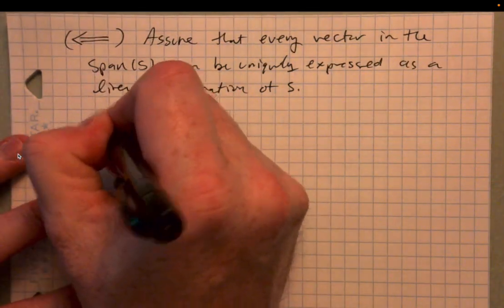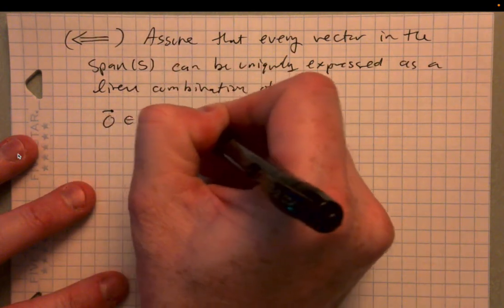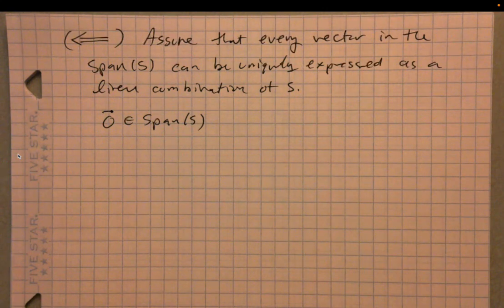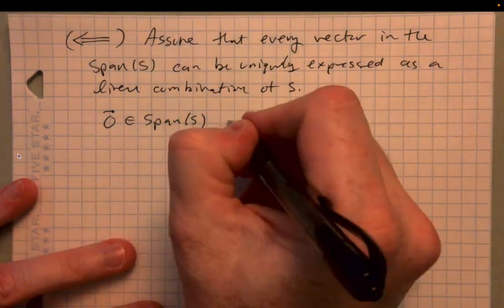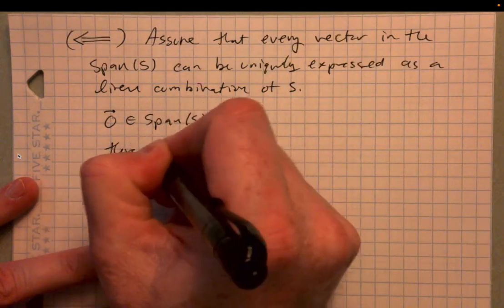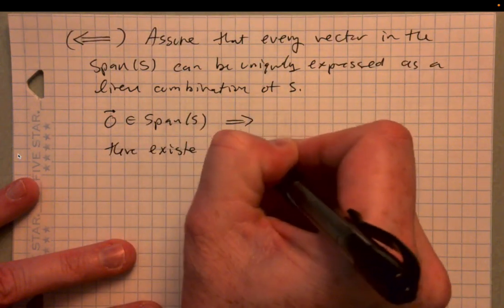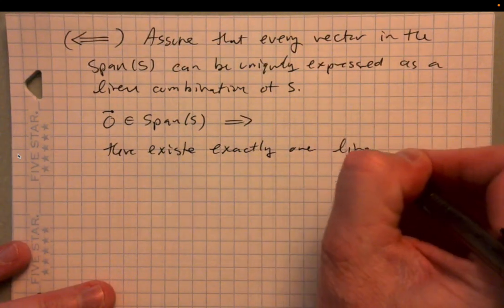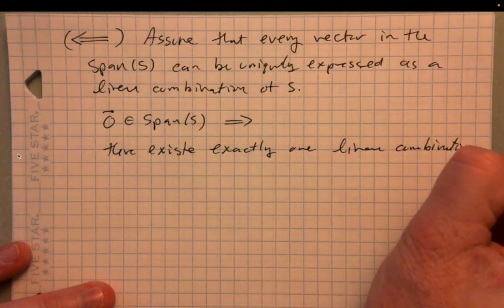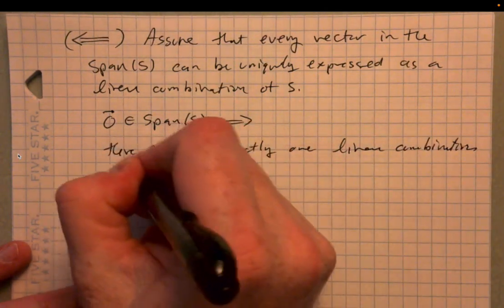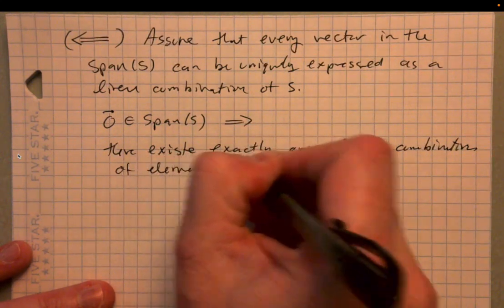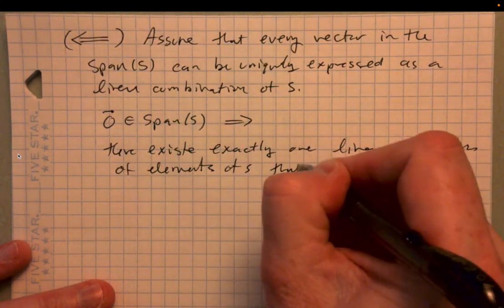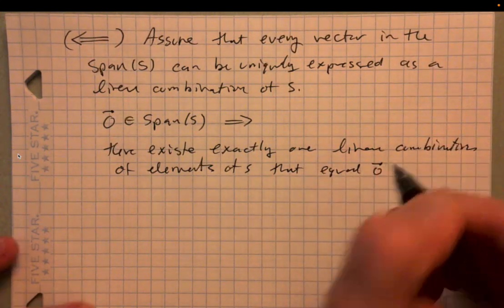Well, then 0 is in the span of S. We know that, right? Okay, so 0 is in the span of S. And so there exists exactly one linear combination of elements of S that equals 0. So there exists exactly one, right? Exactly one linear combination of elements of S that equals 0. That kind of gets you there, doesn't it? Can you see where it's going to go next?